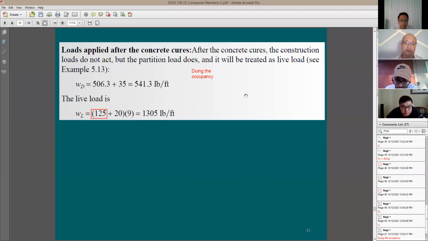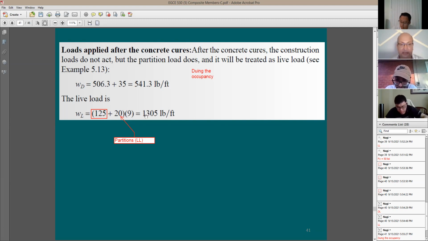So when you look at this analysis, you see how come they are adding the occupancy load to the construction live load? I'm going to say no. This number that you're looking at, this 20, actually is partitions, which is treated as live load. This is not construction live load. You add them and then multiply by 9 feet. With that, you have the live load. So I'm going to say this is good, occupancy live load.